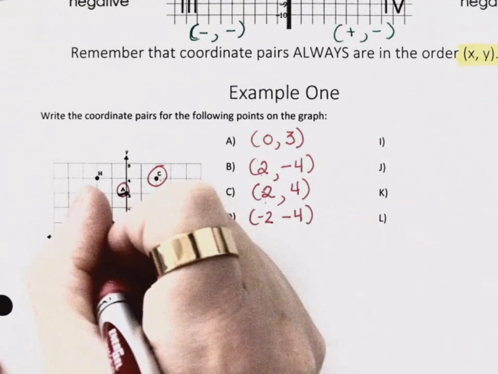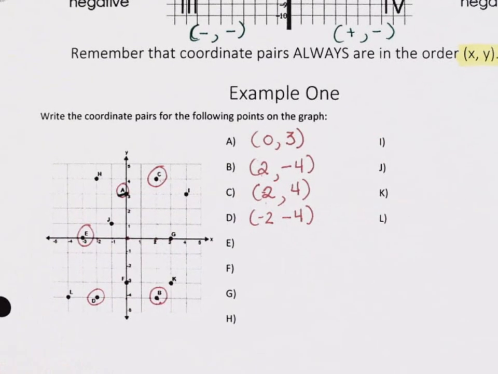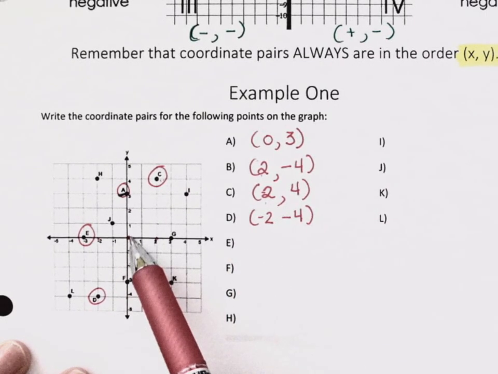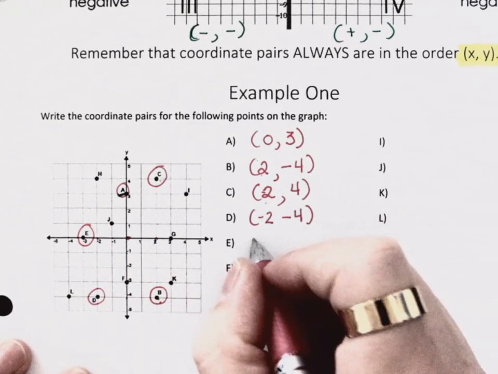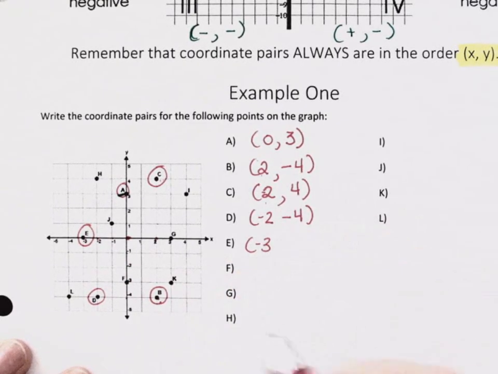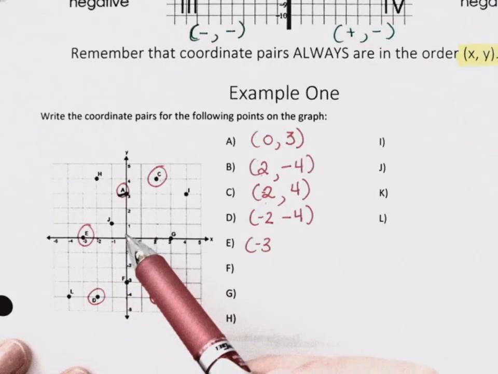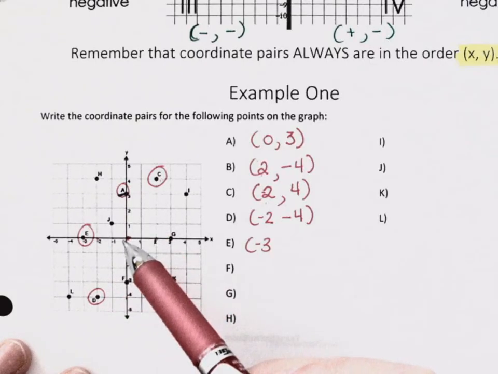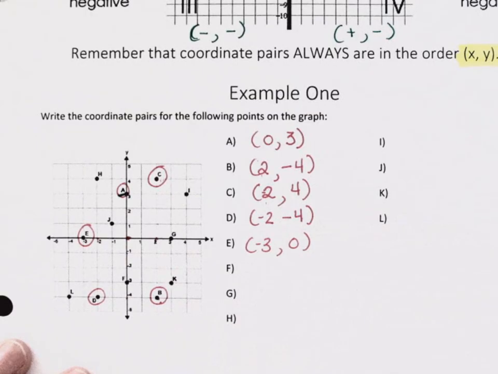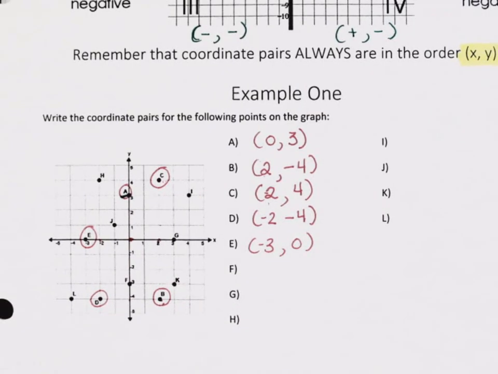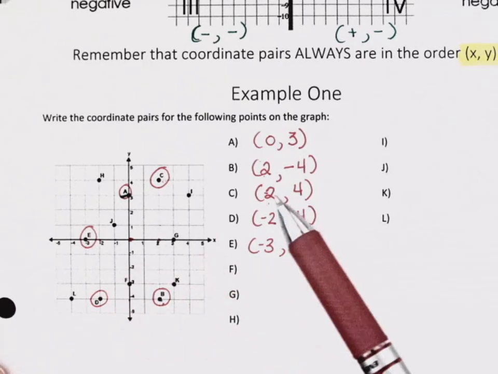All right. E is sitting on the x-axis. So we start at the origin, and we have moved 1, 2, 3 to the left. So that's going to be a negative 3. But we haven't moved up or down from the origin. So that means we've traveled 0. So we haven't moved up or down, which is okie dokie. There's nothing wrong with that. E, now we're moving on to F.